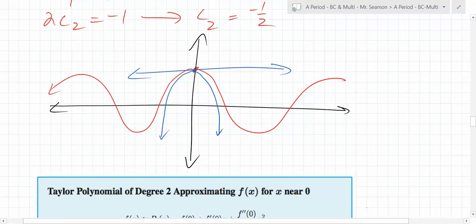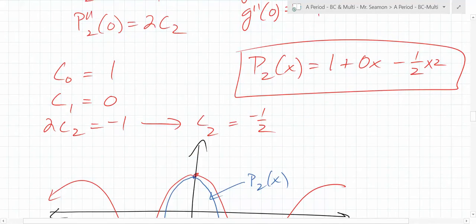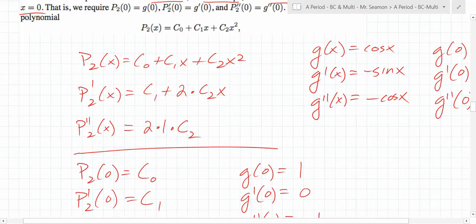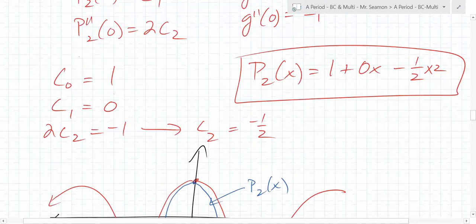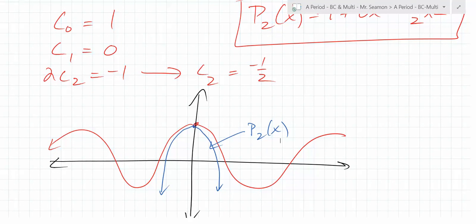This parabola facing down, this right here is the parabola P2 of x. And it models it pretty well. If you plug that into your calculator, it actually matches pretty well. This right here was just a lot of algebra, honestly. Now, could we make this even more accurate by going to the third derivative? Yeah, you do third derivative. You could do fourth. You could do fifth. And it becomes more and more accurate.